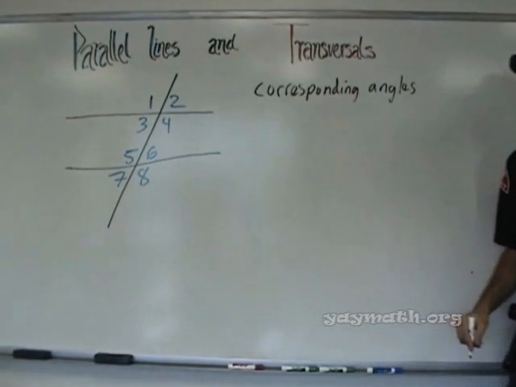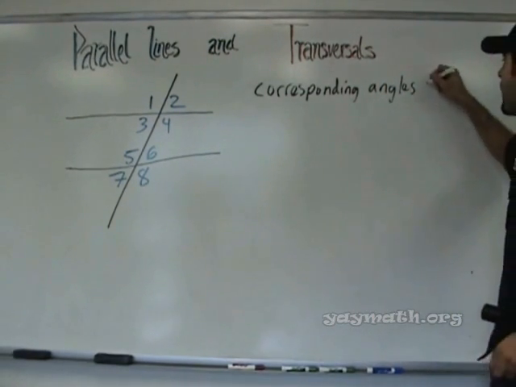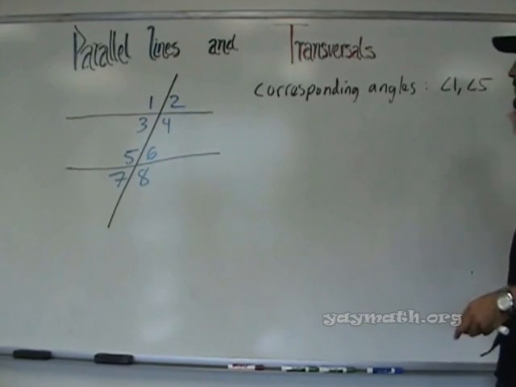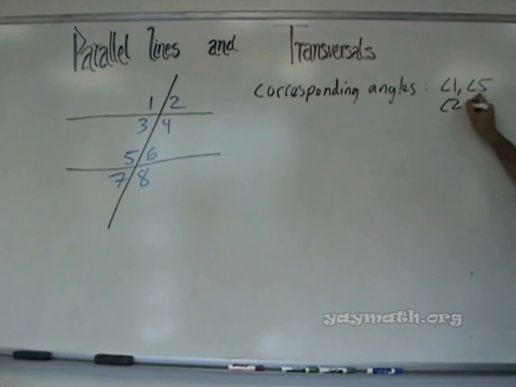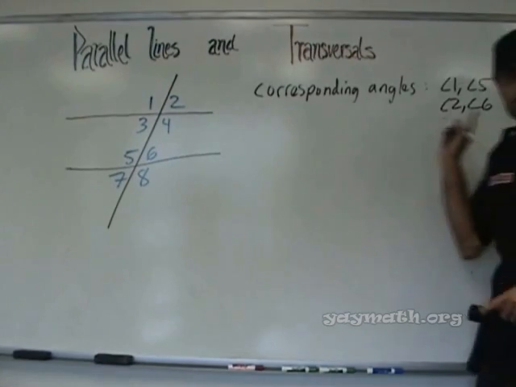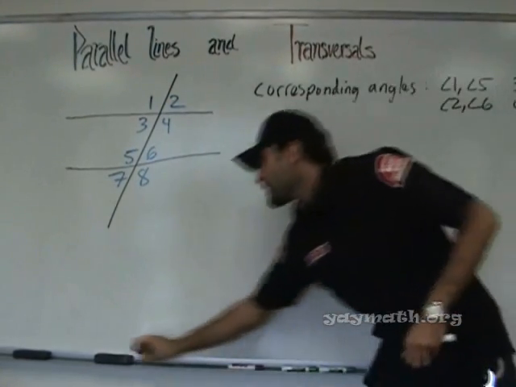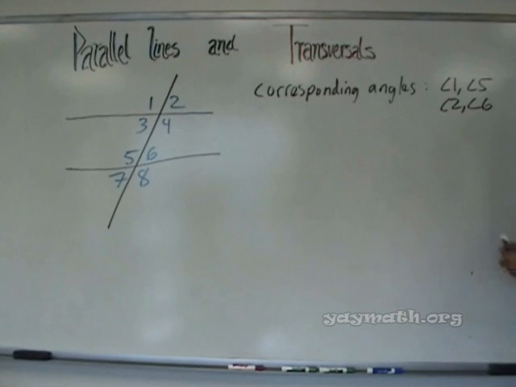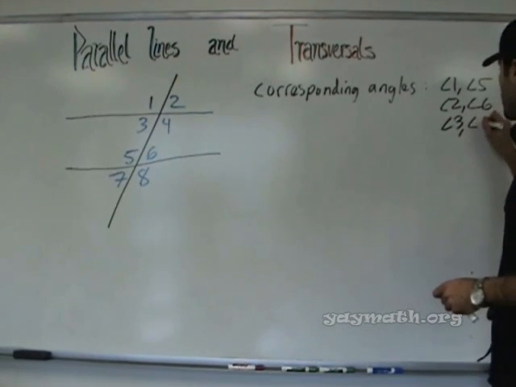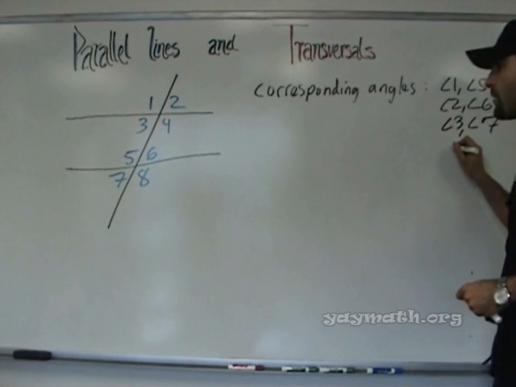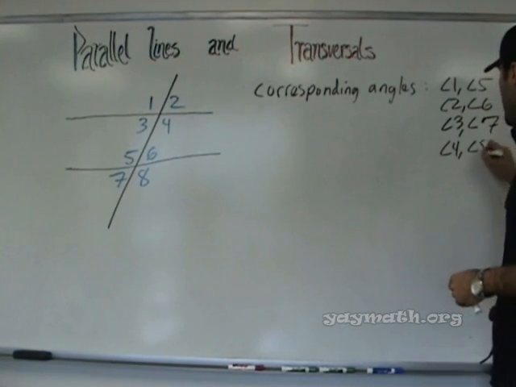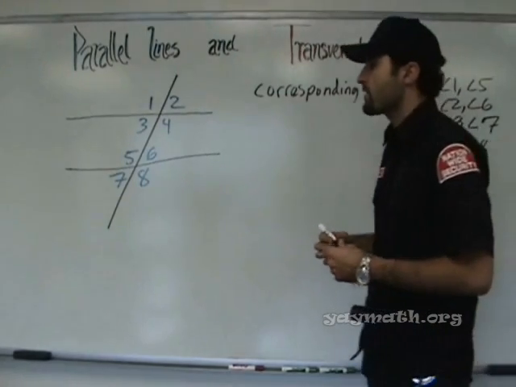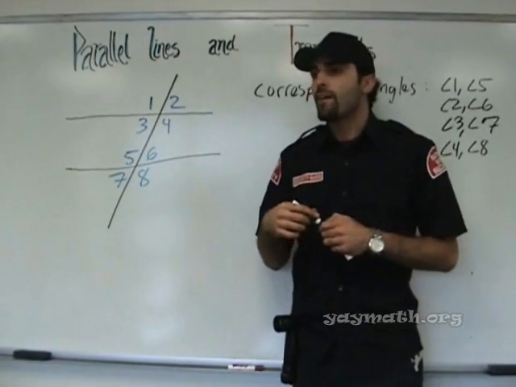Corresponding angles. All right, let's put the pairs. Angle 1, angle 5. Angle 2, angle 6. 3 and 7. I'm just going to leave off the angle symbol for now. 4 and 8. Corresponding angles. And now we're going to talk about 4 other combinations.